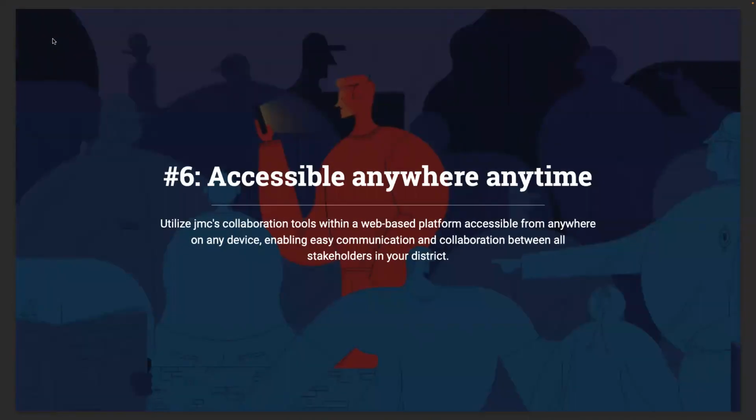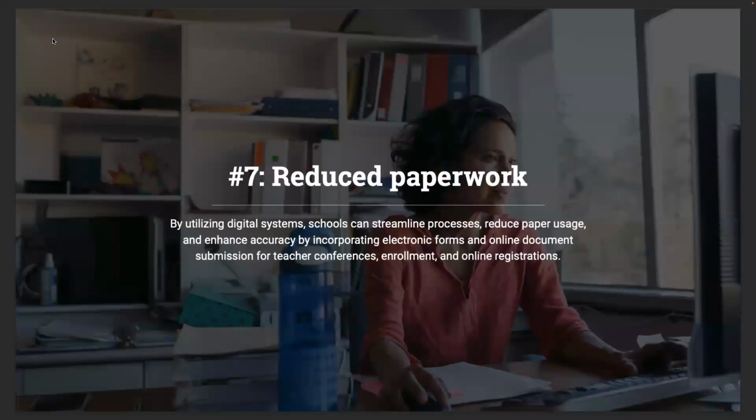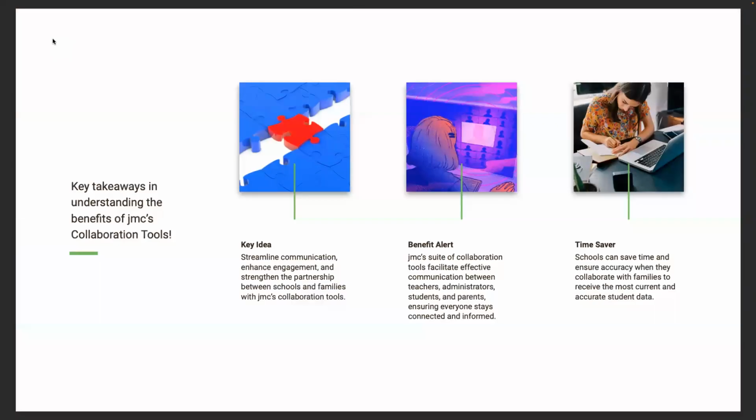Utilize JMC's collaboration tools within a web-based platform accessible from anywhere on any device, enabling easy communication and collaboration between all stakeholders in your district. And lastly, and this is a big one, working in an office, you can reduce your paperwork. By utilizing digital systems, schools can streamline processes, reduce paper usage, and enhance accuracy by incorporating electronic forms and online document submission for teacher conferences, enrollment, and online registrations.